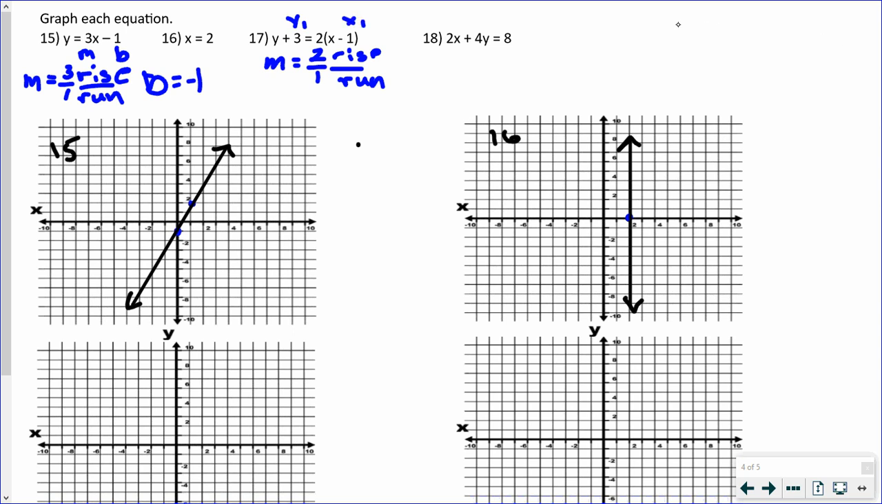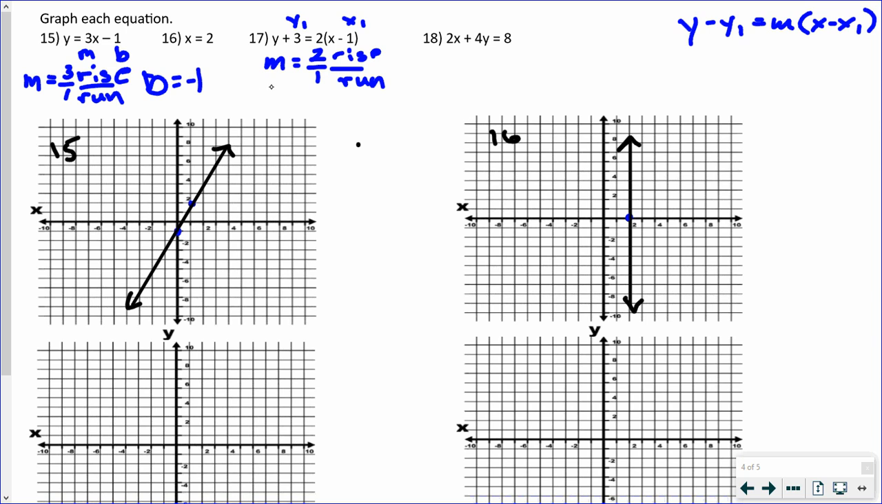Point slope form is y minus y1 equals m times x minus x1. So if there's a plus sign here, that means that y value was negative, because a negative and a negative make a plus. If it's a minus sign, then that's a positive value.